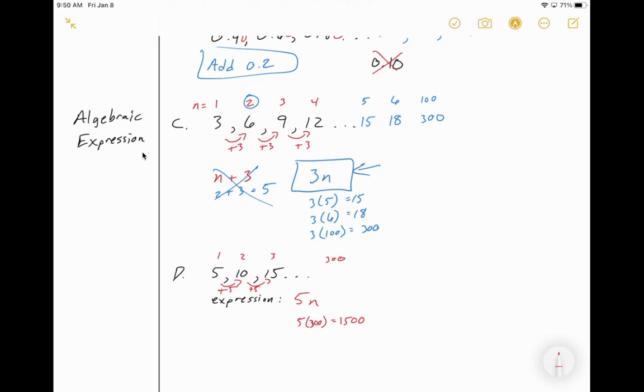So the expression helps us apply it to any situation we want. Once you figure out the pattern, you're finding out the rule. Okay, that's what the expression does.